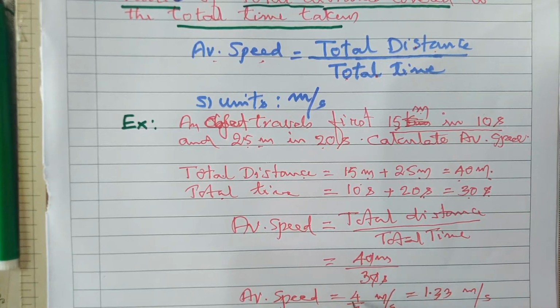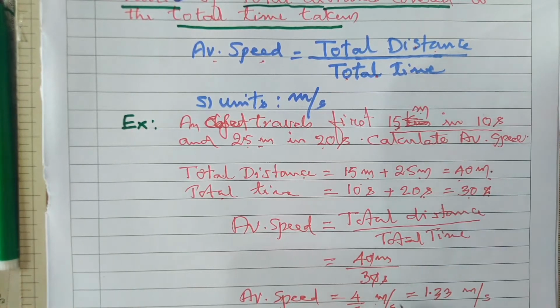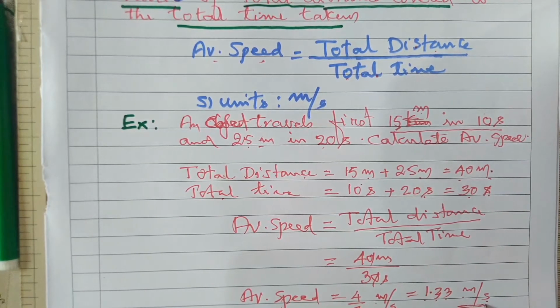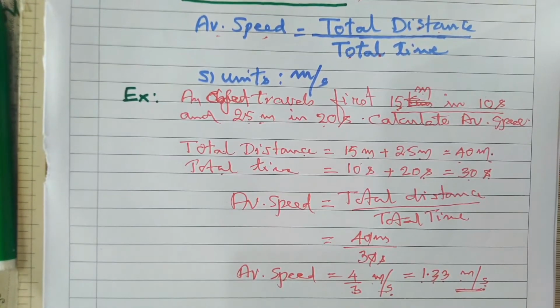0 gets cancelled. It will become 4 by 3 meter per second. Why meter per second we are getting? Here taking meter and here you are taking second. Therefore meter per second. That is equal to 1.33 meter per second you have got. This is the average speed, we can say. Okay, observe carefully this question. I'll take up one more problem after this. All of you please go through this, try to understand. Then after I'll explain another problem.